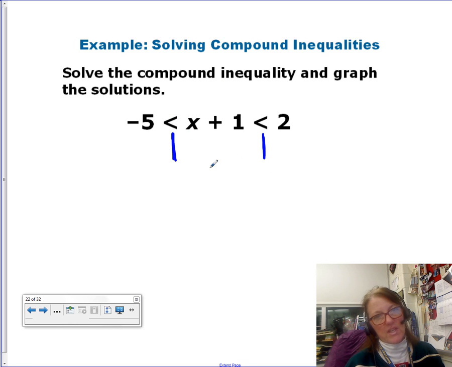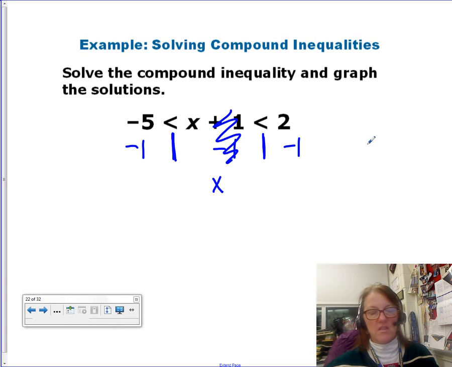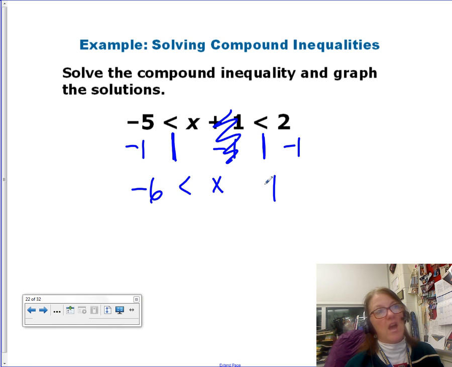Our goal is always to get the variable by itself. So to undo that adding of 1, I'm going to do the inverse and subtract 1 because these are opposites and they cancel each other out and go to 0, and I'm left with just x. However, if I subtract 1 in this part of the inequality, you need to do it in all of the sections to keep things in the same relationship or preserve that. This now becomes -6. This becomes +1. When I am simply subtracting or adding, I don't have to worry about inverting or flipping an inequality sign.